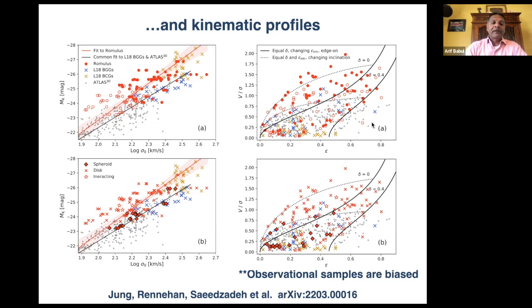And so when you separate out spheroidals versus disk systems in Romulus, these are in the lower two panels, you see that the simulation results for spheroidal galaxies in fact agree very well with the observations, but then the rest of the scatter is due to these disky systems.